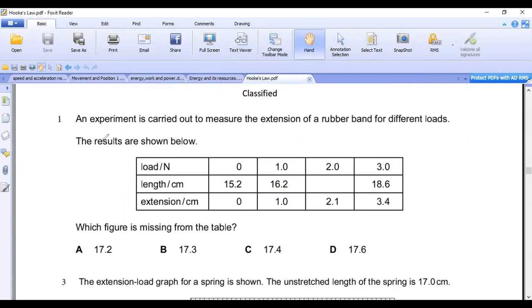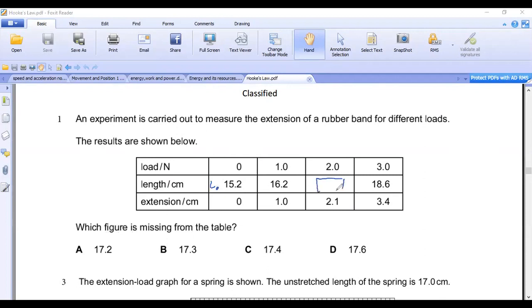Let's solve this question. An experiment is carried out to measure the extension of a rubber band for different loads. The results are shown below. Here we have the load, the length, and the extension. When the load is 0, the length is 15.2 and the extension is 0. So when you find the load is 0, you should know that this length is the original length. This is L0.